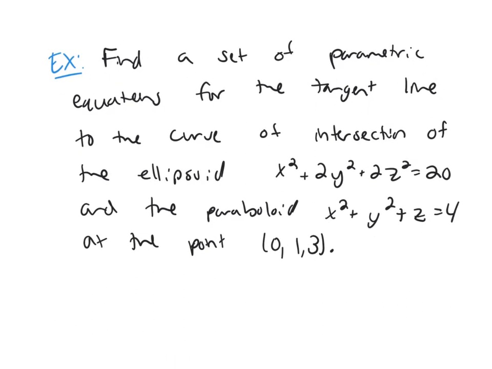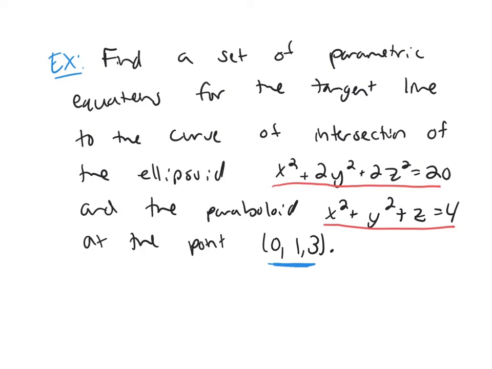So one thing I would recommend doing is graphing these two surfaces in some sort of 3D grapher, just so you can see how these two objects intersect. They're going to intersect in a curve, and this point that I'm given here is one point on that intersection curve.